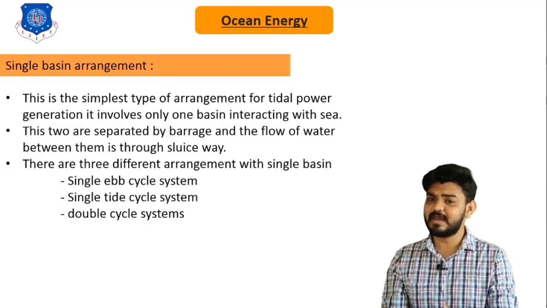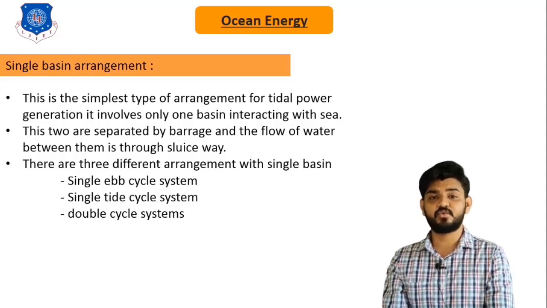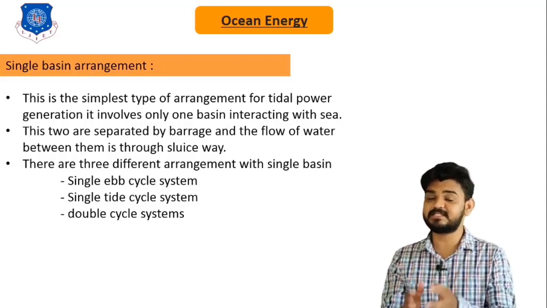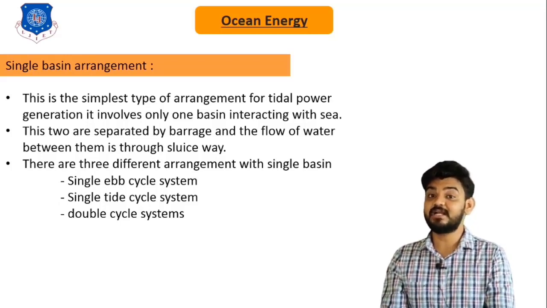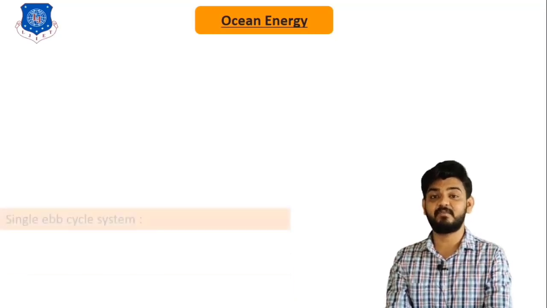This is the simplest type of arrangement for tidal power generation. It involves only one basin interacting with the ocean. The ocean and basin are separated by a barrage so that ocean water can flow through the sluiceway and generate electricity by means of a generator and turbine assembly. There are three different methods in single basin operation: single ebb cycle, single tide cycle, and lastly double cycle systems. So let's understand the single ebb cycle system first.